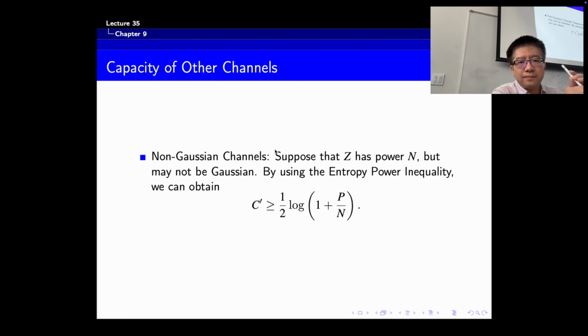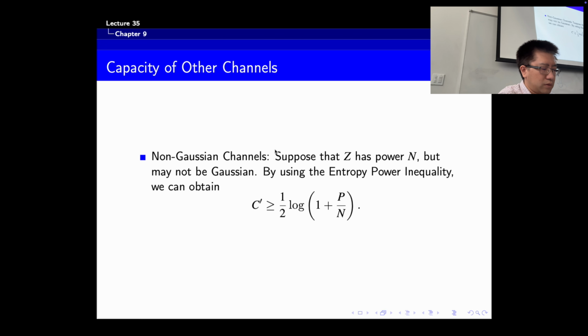All right, and then we started talking about the capacity of some other channels, starting with the non-Gaussian channel. The conclusion is that if the noise Z is not a Gaussian distribution, then the capacity of this kind of channel will be higher than the Gaussian channel. Remember, we gave a proof of that.